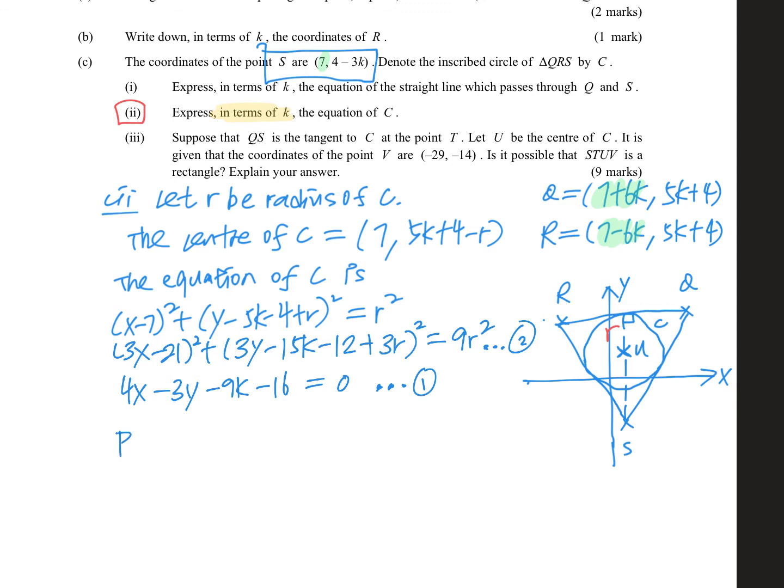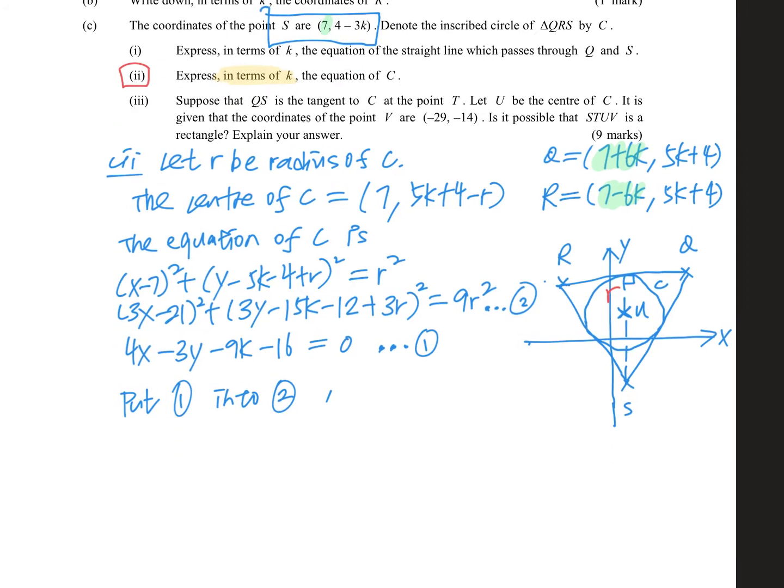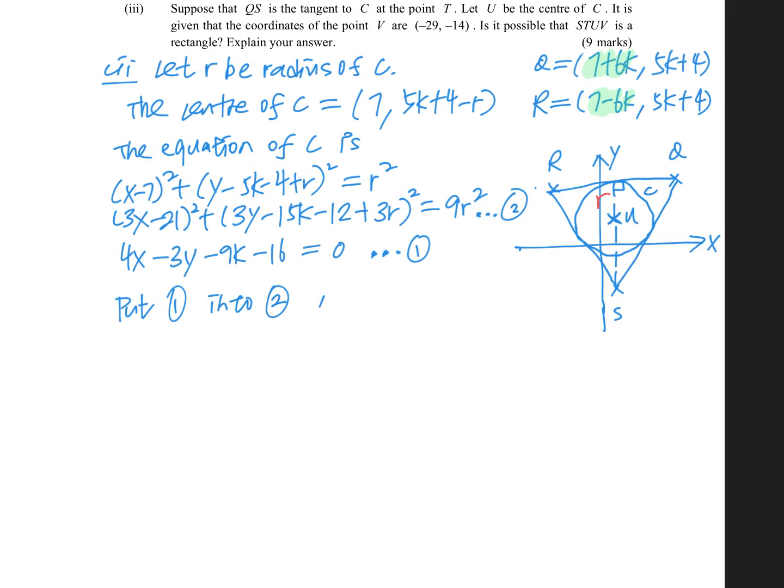Okay, so put 1 into 2. So we have a long story. So we will have (3x minus 21) all squared, and then 3y, because we have the 3y term in equation 1. So that means like this. So here will be 3y, and then this 3y, and then we have this.